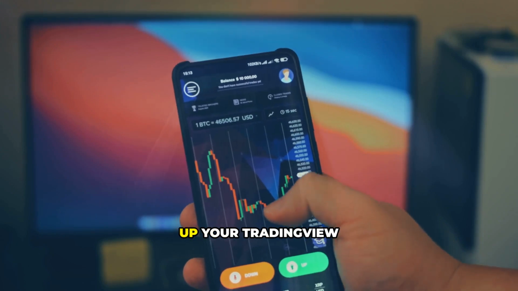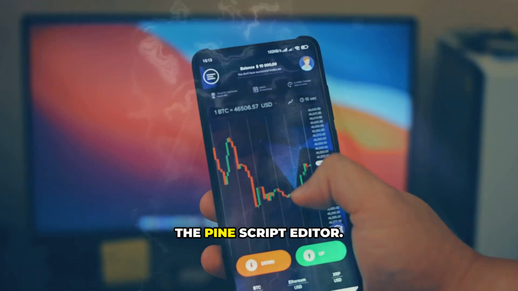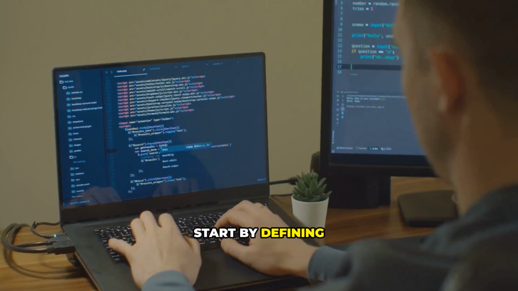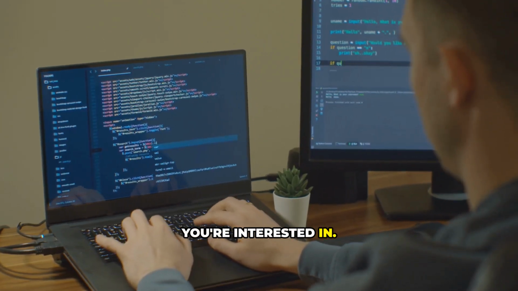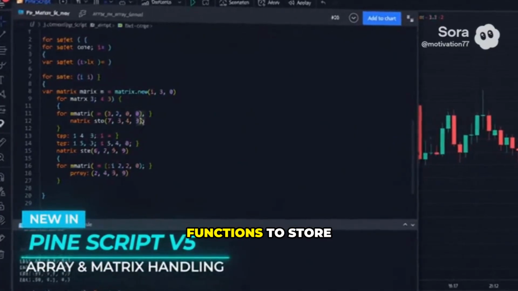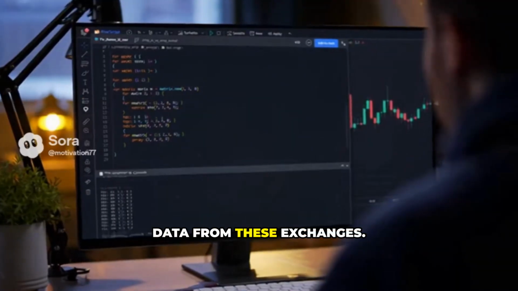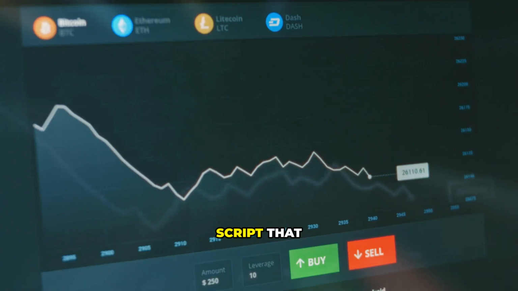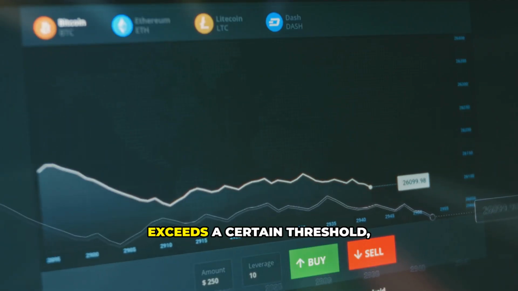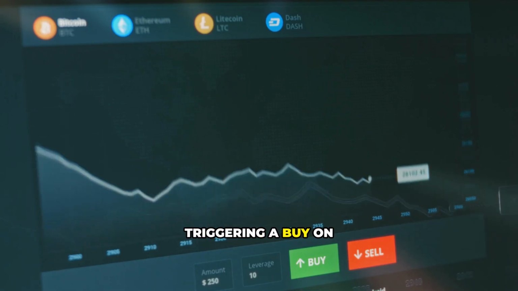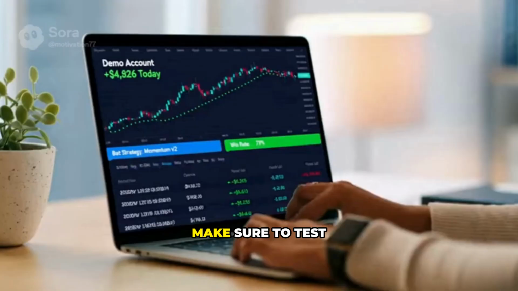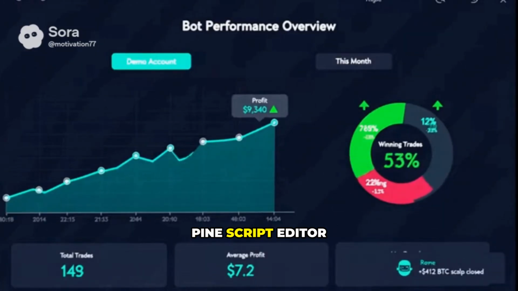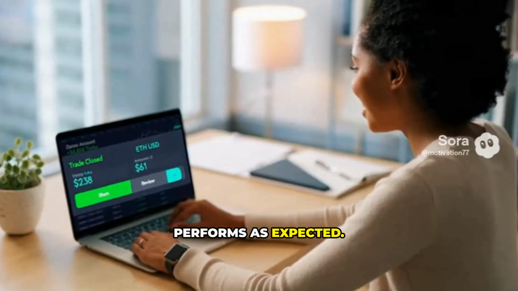First, you'll want to set up your TradingView account and access the PineScript editor. Start by defining the exchanges you want to monitor and the specific cryptocurrencies you're interested in. Next, use the new array functions to store and compare price data from these exchanges. You'll write a script that identifies when a price discrepancy exceeds a certain threshold, triggering a buy on the lower-priced exchange and a sell on the higher-priced one. Make sure to test your script thoroughly in the PineScript editor to ensure it performs as expected.